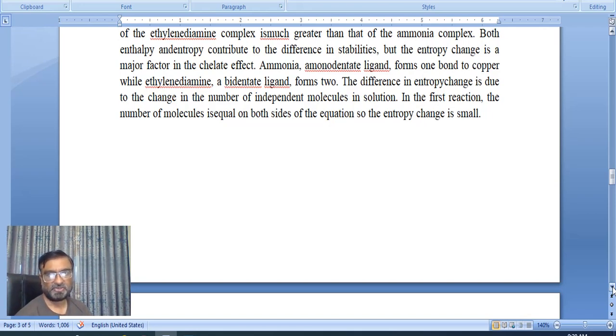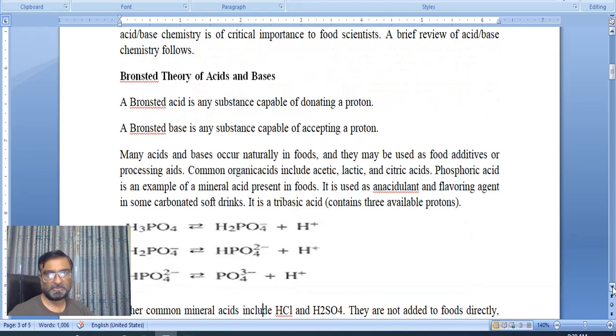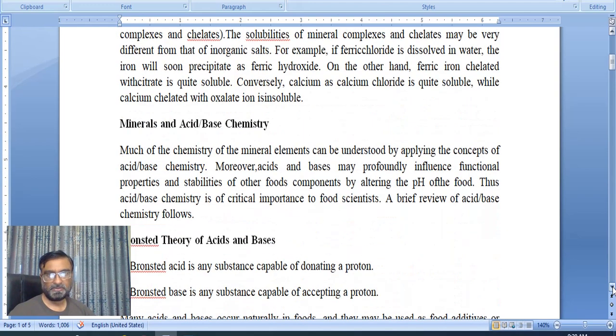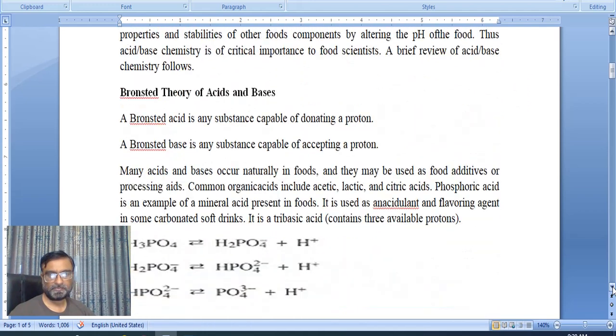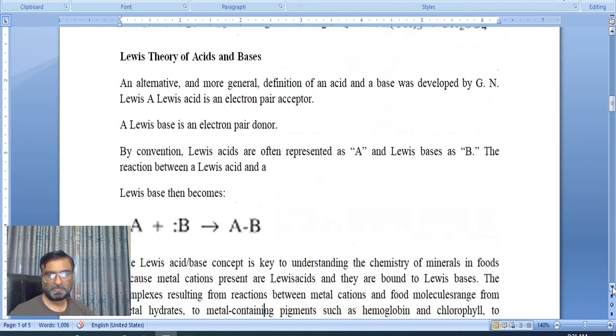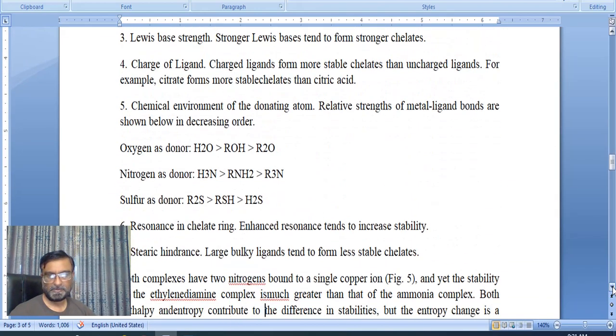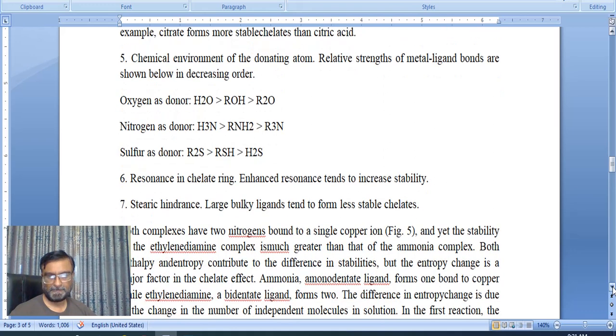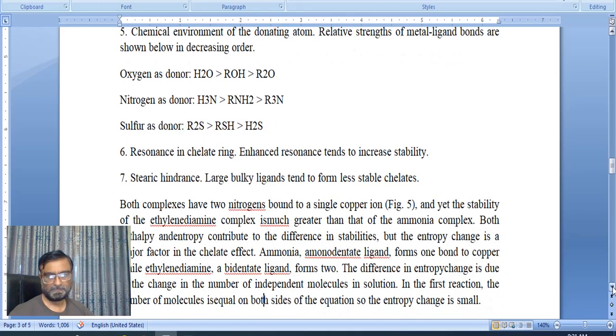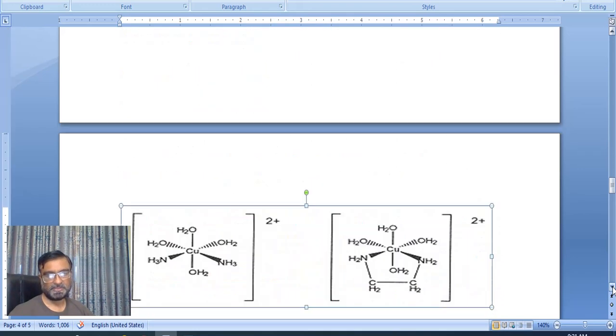The difference in the entropy change is due to the change in the number of independent molecules in solution. In the first reaction, the number of molecules is equal on both sides of the equation. So the entropy change is very small.